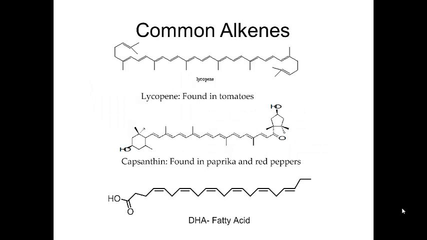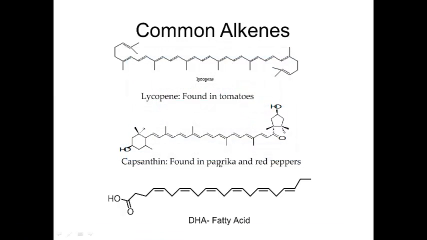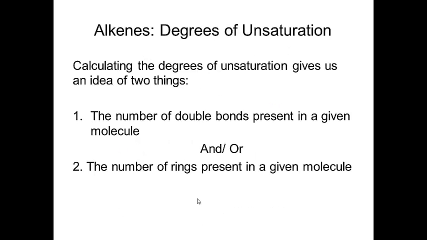So here are some common alkenes that you may or may not have known about. Lycopene is an alkene. It's found in tomatoes. It actually helps to give tomatoes their red color. Capsanthin, which is shown here, is an alkene. It has several double bonds that are what we call conjugated, meaning that there's a pattern of alternating double and single bonds. Capsanthin is found in paprika as well as red peppers. DHA, which is shown here at the bottom, is a fatty acid that's been known to stimulate brain function. And so these are alkenes that are commonly found in nature.